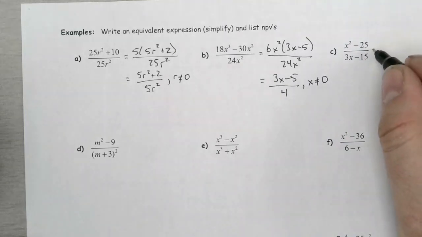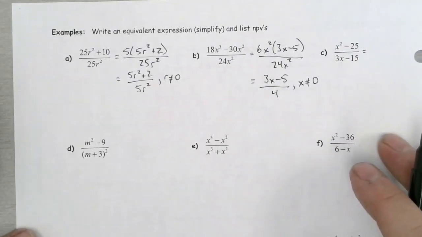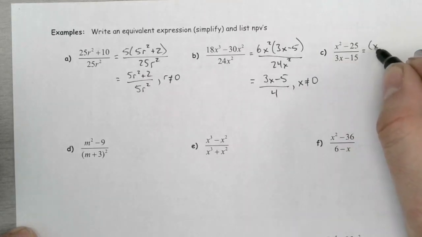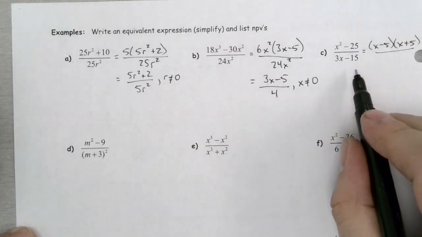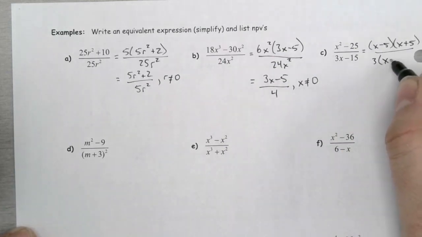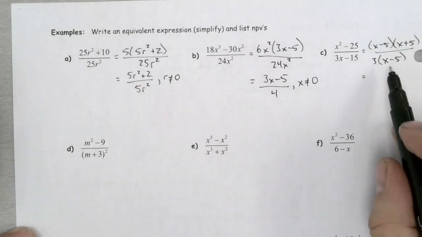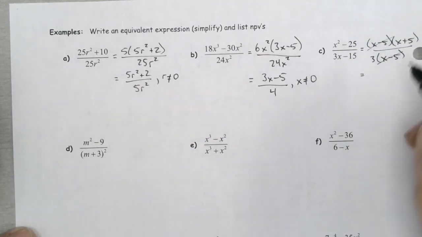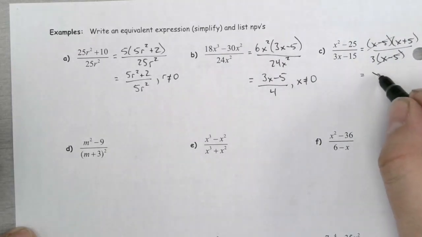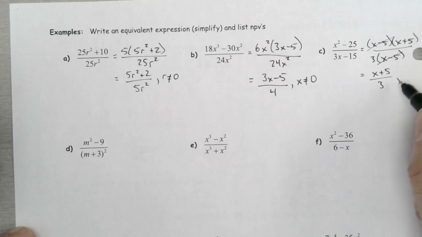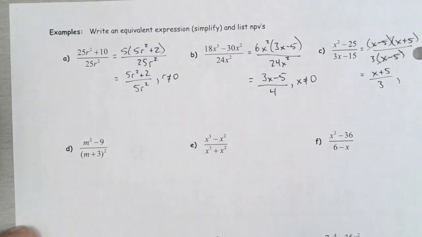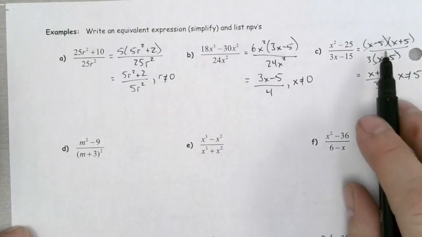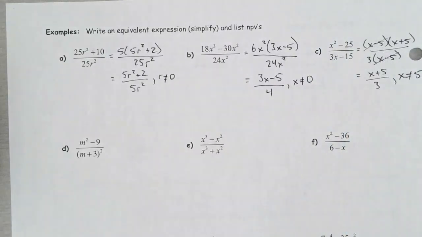Now this one over here is going to be a little bit more interesting to factor because there's a little bit more to the factoring. The numerator is a difference of squares, so x minus 5 multiplied by x plus 5. And our denominator simply has a common factor of 3. Well, x minus 5 divided by x minus 5 will become 1, and I'm going to be left with x plus 5 over 3. But I can only cancel the x minus 5 with the x minus 5 as long as I state that x cannot equal positive 5, because if x does, then I get 0 over 0, and that's undefined, and I don't want that to happen.